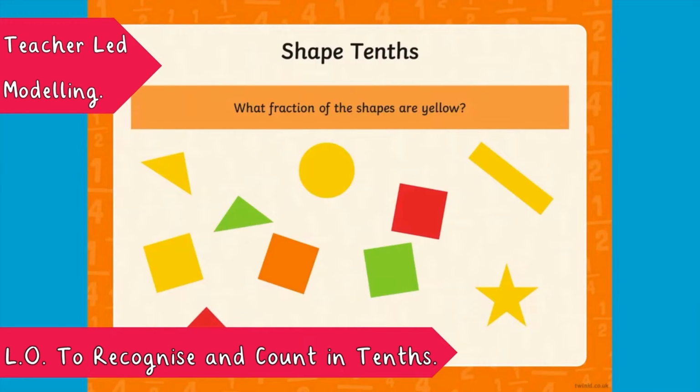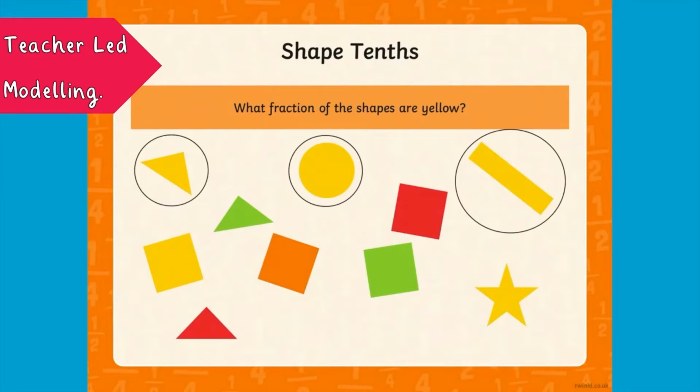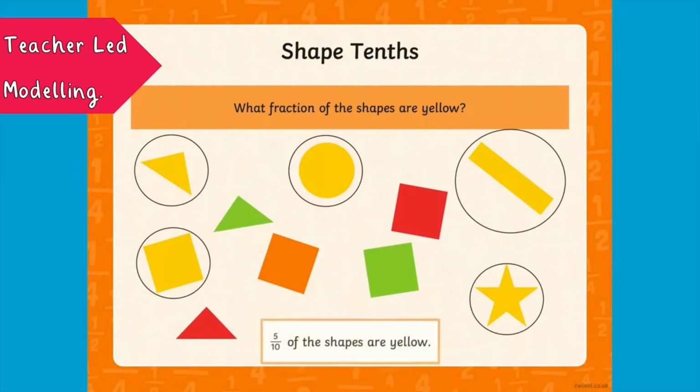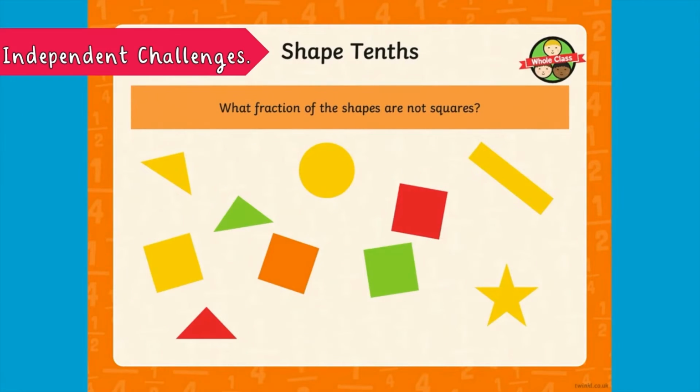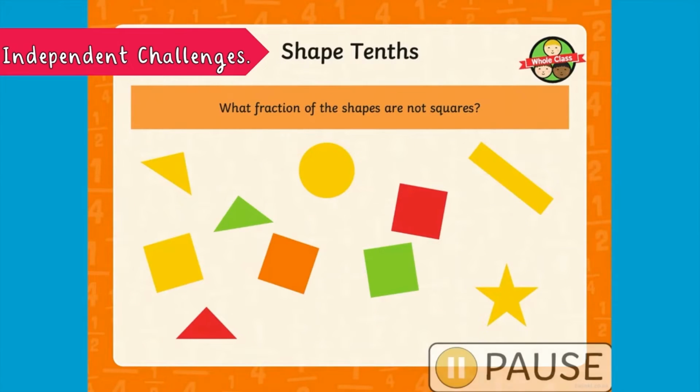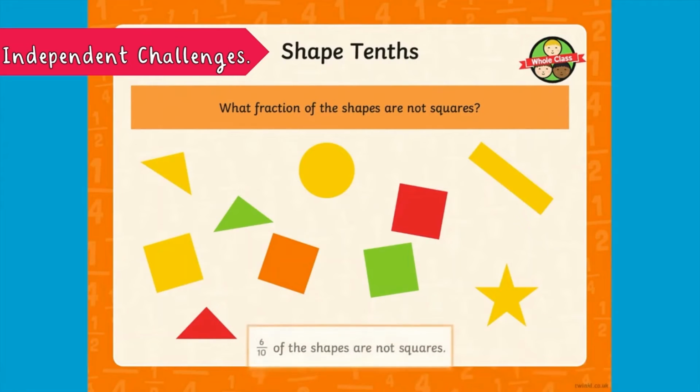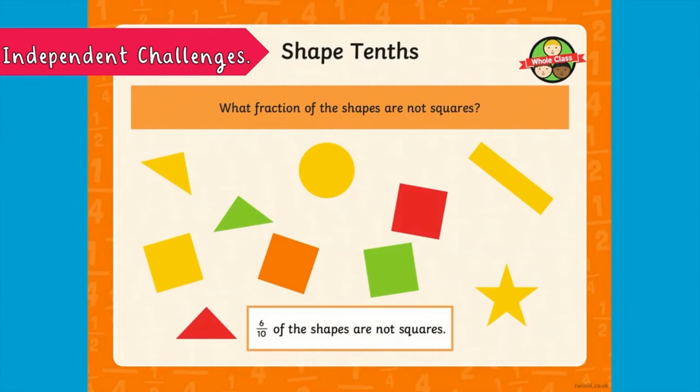Can we count what fraction of the shapes are yellow? 2/10, 3/10, 4/10, 5/10. So the answer is 5/10. Well done. What fraction of the shapes are not squares? You've got it. 6/10 of the shapes are not squares.